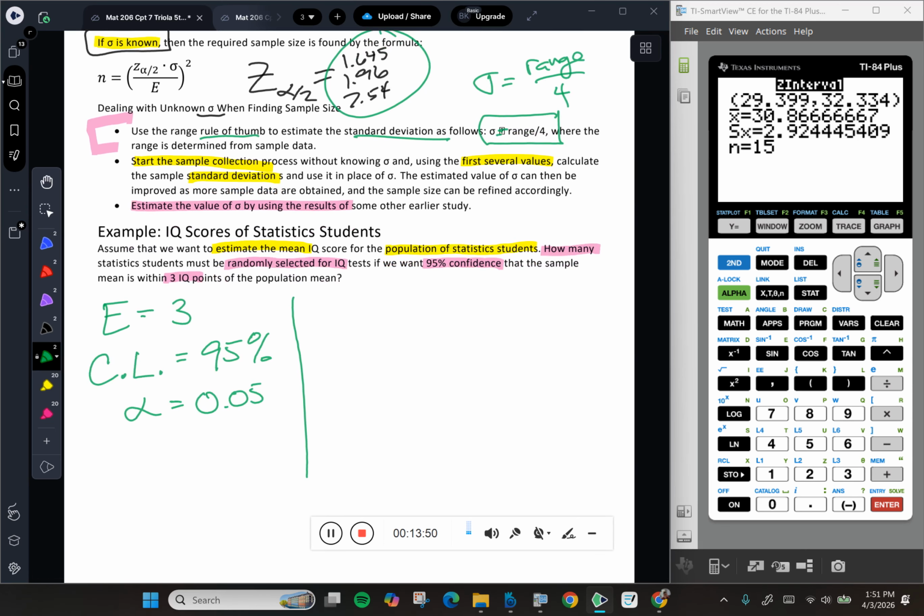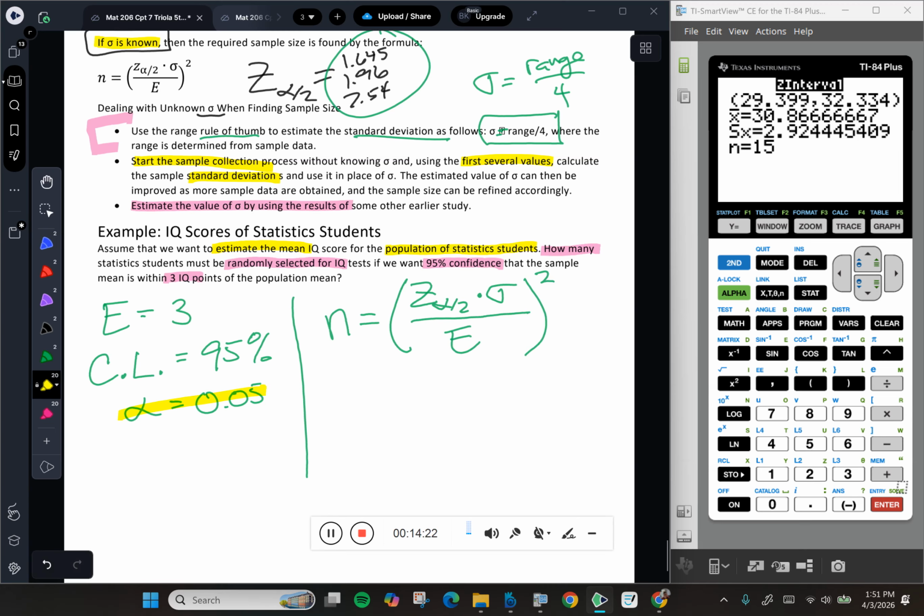Now, my formula says that n is equal to the quantity z sub alpha divided by 2 times your population standard deviation, divided by your margin of error, squared. Okay, so let's take a look at what we got here.